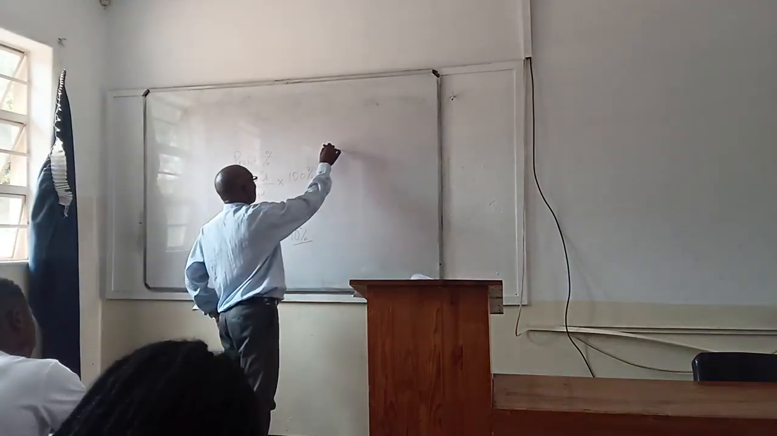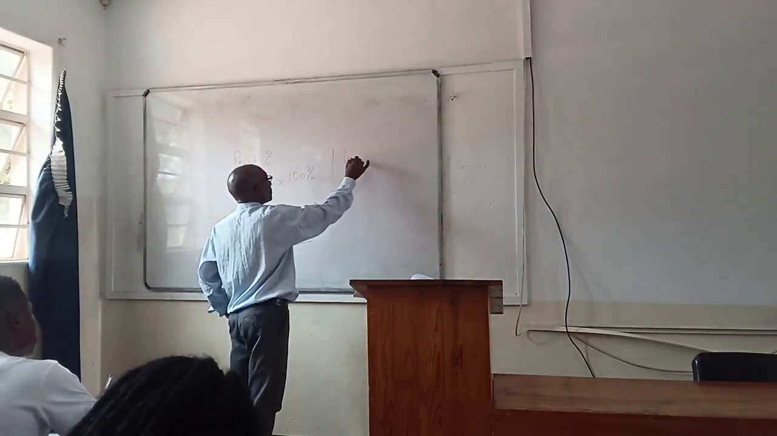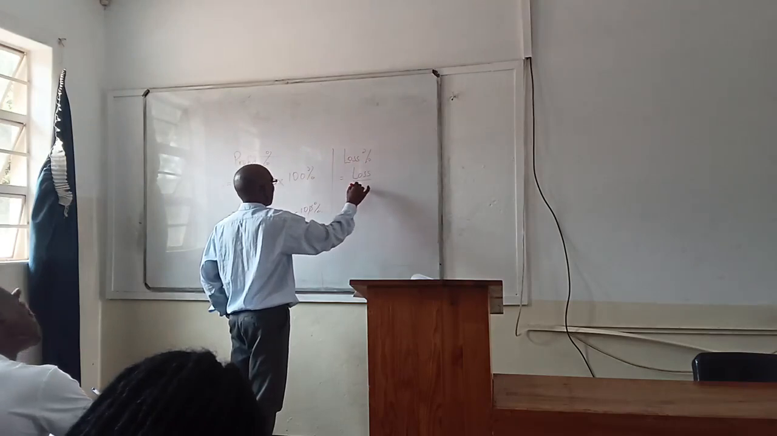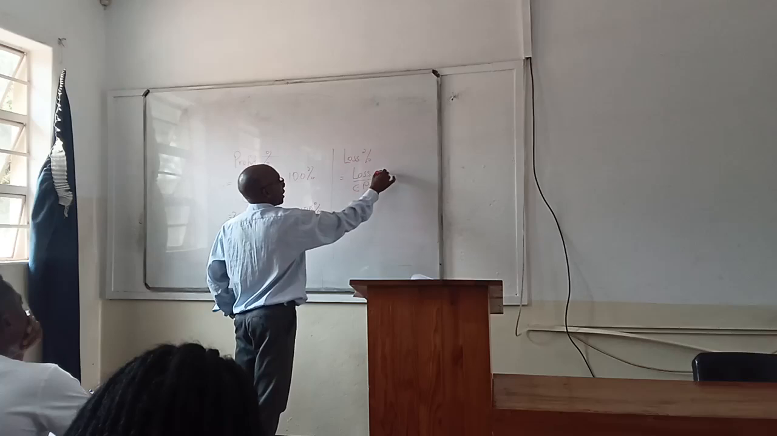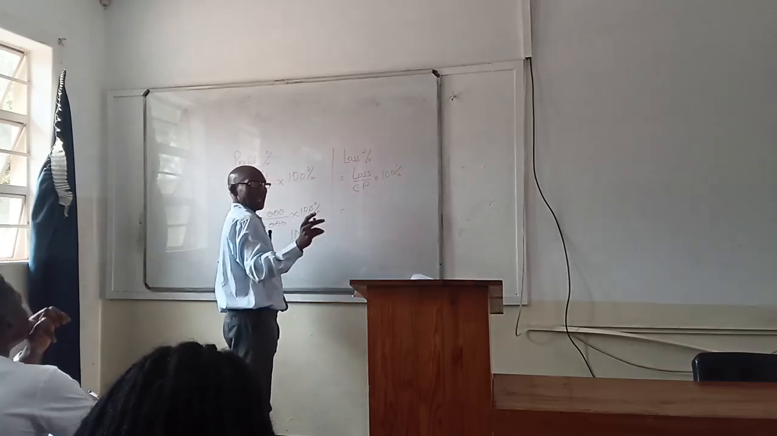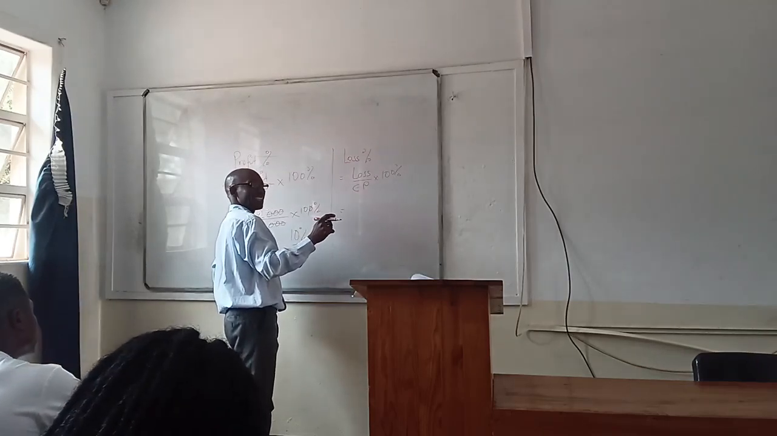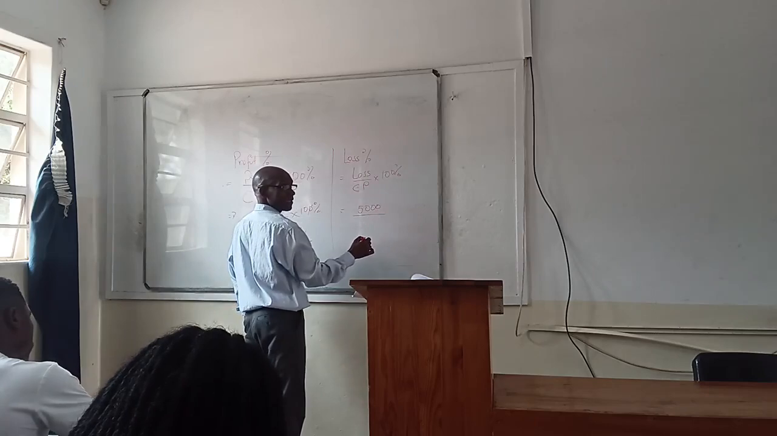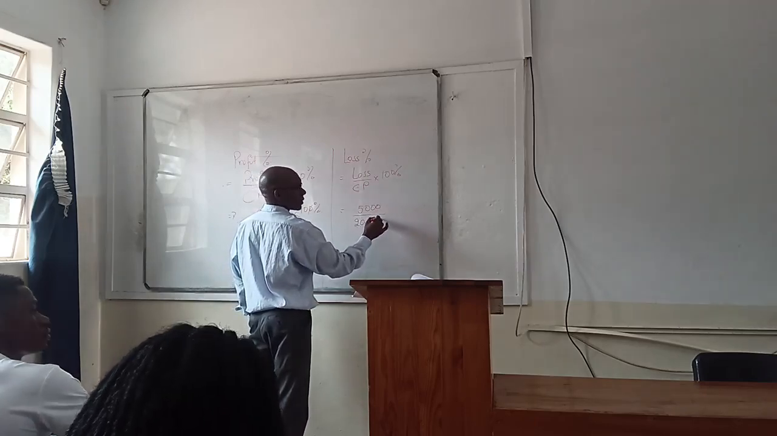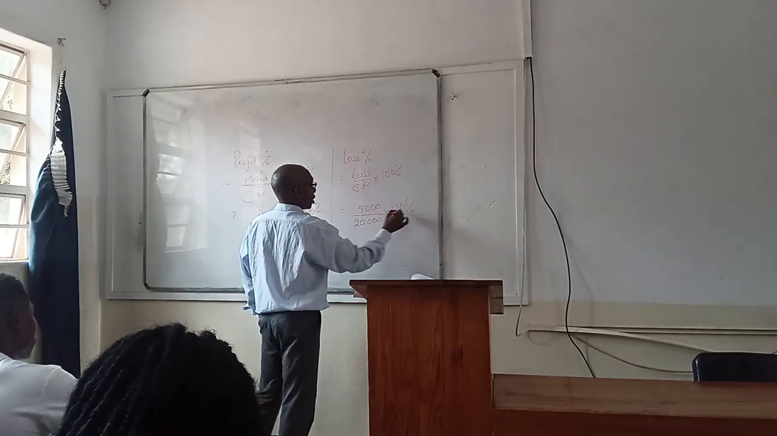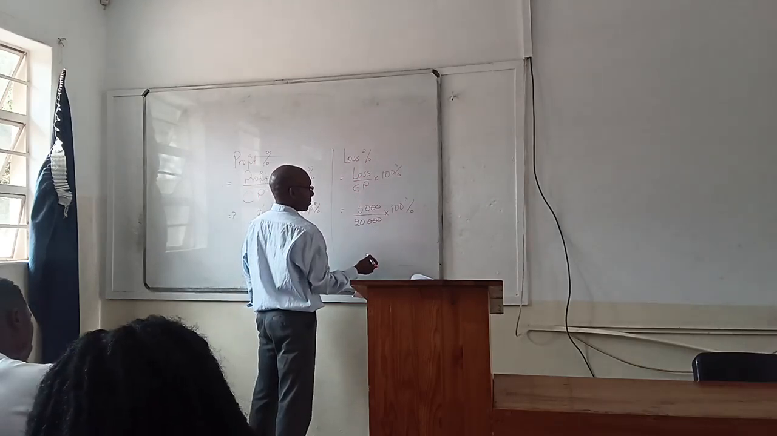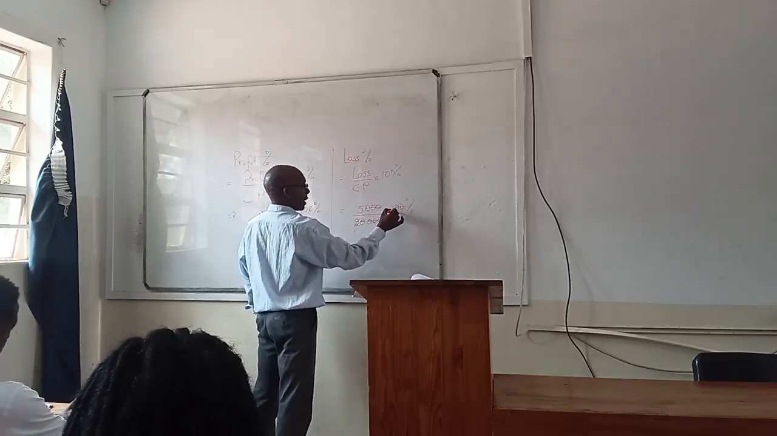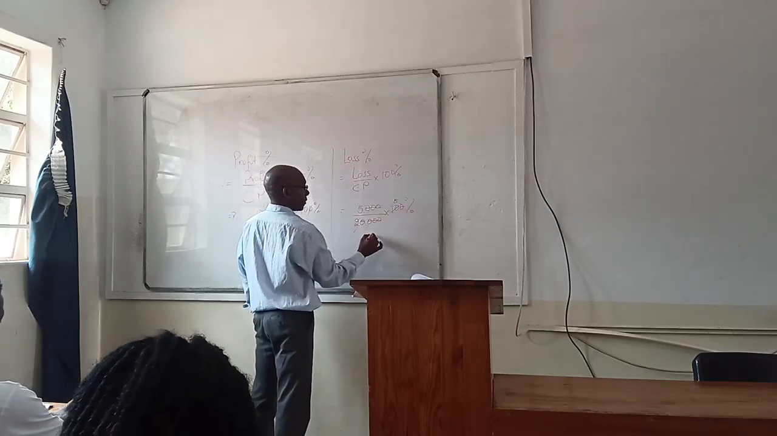Loss is the same. Loss percent is equal to loss over cost price times 100%. In the earlier example, the loss was 5,000 over a cost price of 20,000 times 100%. Then that gives five times five, which is 25% loss.